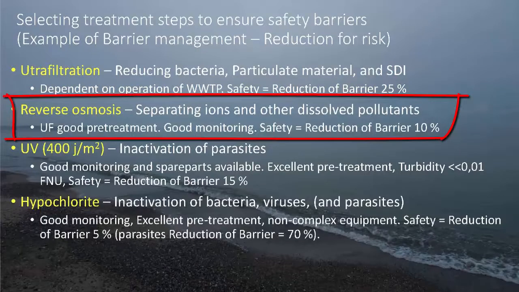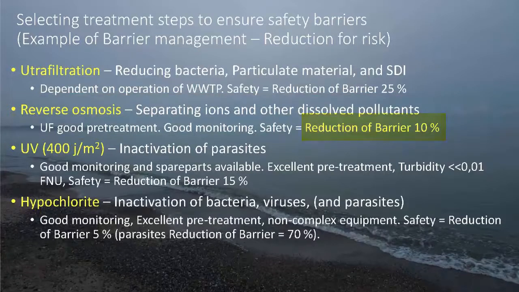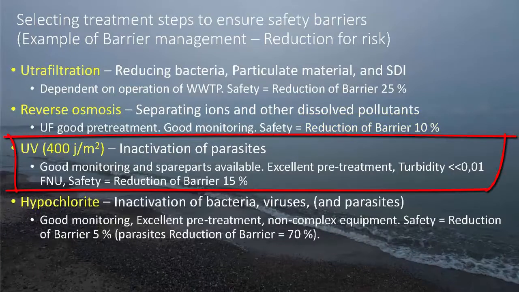Next is reverse osmosis, following the ultrafiltration step. Here we separate ions and other dissolved pollutants. UF is a very good pretreatment, so I've said that the reduction in log barrier is only 10%, so 90% efficiency in regard to the log reduction we're going to look at after this. Then UV, 400 joules per square meter. Here we have good monitoring, spare parts available, excellent pretreatment, turbidity less than 0.01, and so I assume 15% as a risk in regard to log reduction.